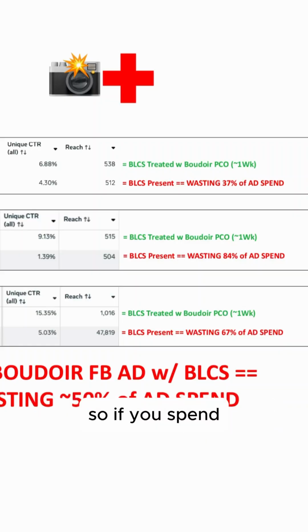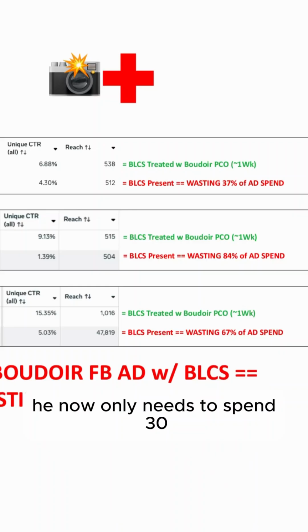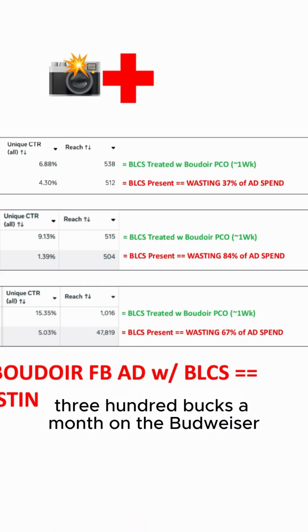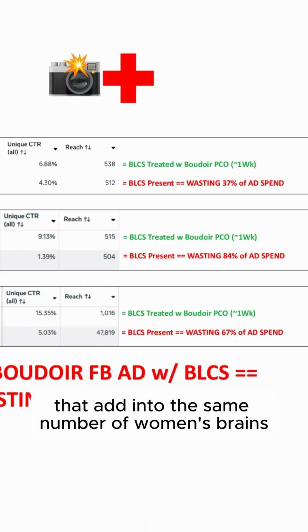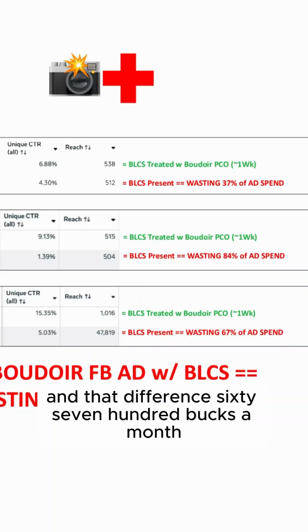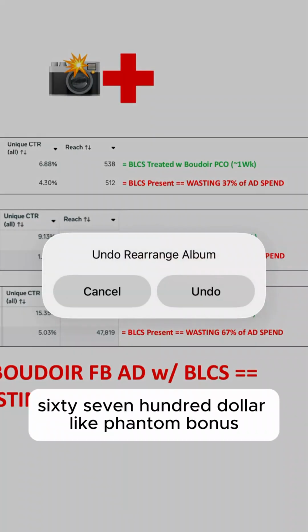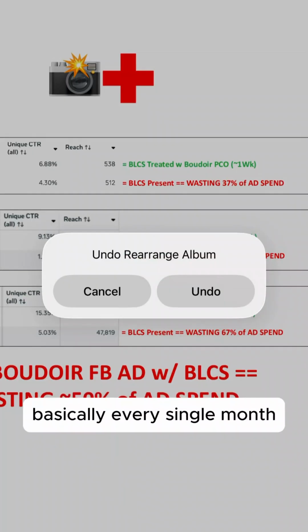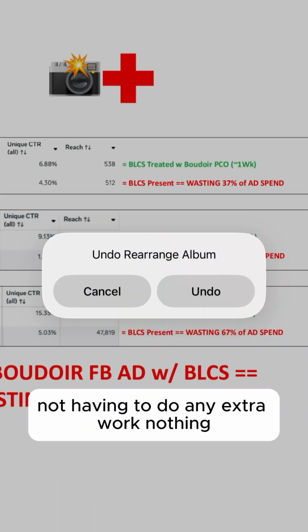So if he was spending 10 grand a month in the original Boudoir Facebook ad, he now only needs to spend 3,300 bucks a month on that Boudoir Pico treated ad to get that ad into the same number of women's brains. And that difference, 6,700 bucks a month, he no longer has to spend. He keeps it in his pocket. $6,700 like phantom bonus basically every single month. And as a result, after 12 months, it's like an 80K bonus, not having to do any extra work, nothing.